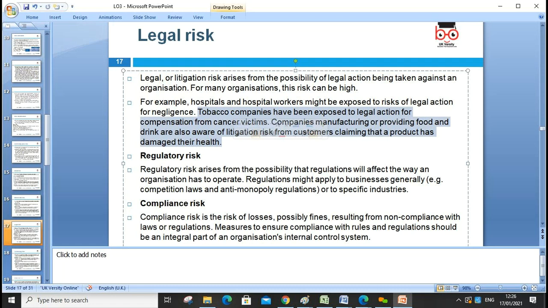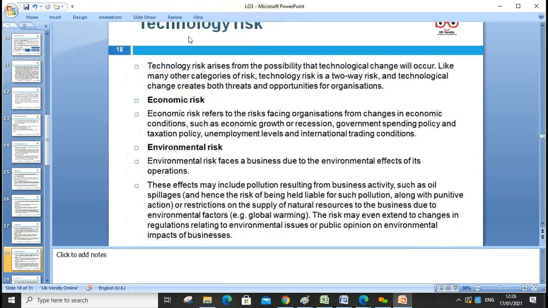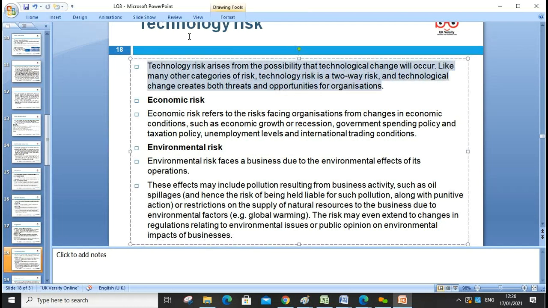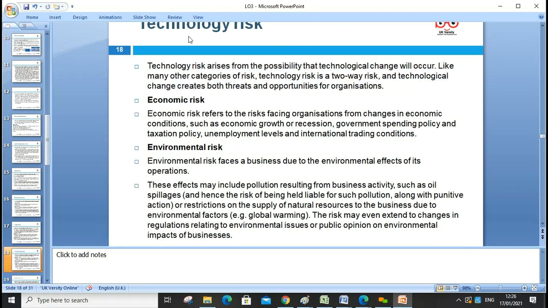We need to follow it, or we can be penalized. Compliance risk: if we don't comply, if we don't pay the national minimum wage, especially in the European countries, there is a penalty. Then we have a technology risk. Technology is always changing. It never stays the same. You have to measure the risk, like Nokia never measured the risk rightly. That's why they're not ahead of other competitors.